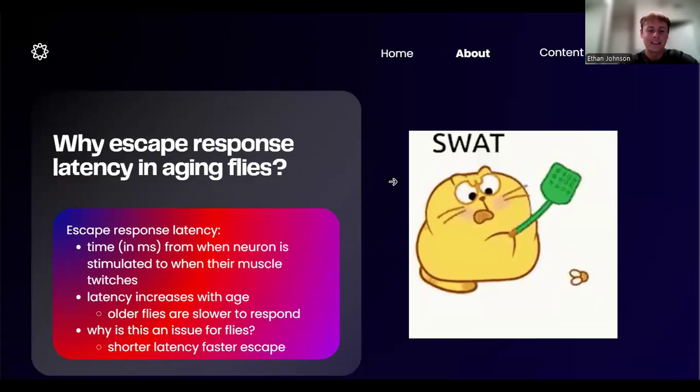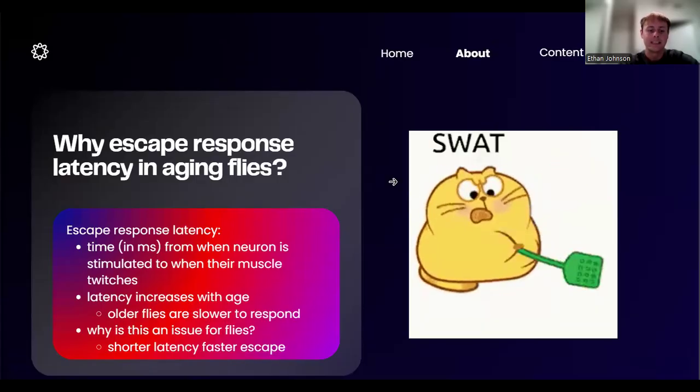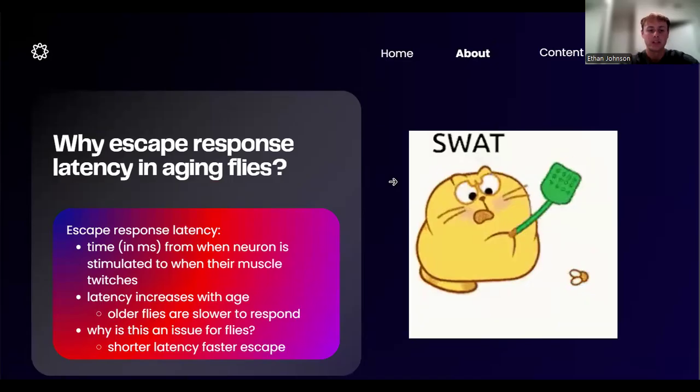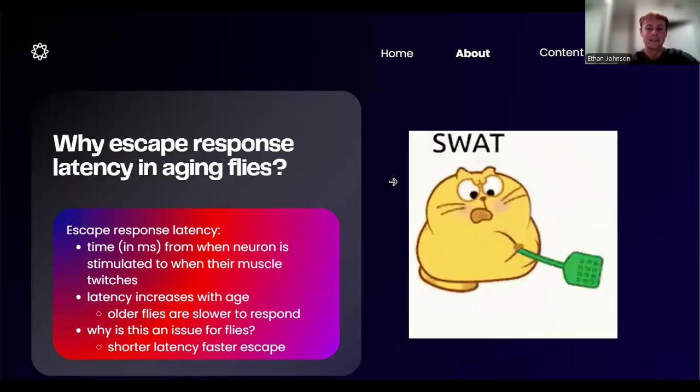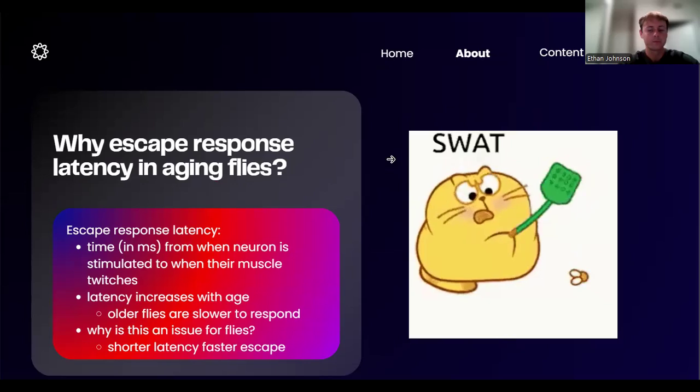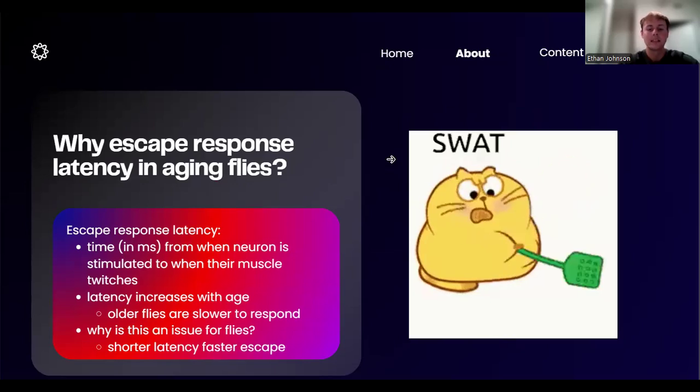Another word for latency is the time from when the neuron is stimulated to when their muscle twitches, signaling that they're going to move. That's the time that they're measuring. And that's the time that's increased in aging fruit flies, which causes an issue because that causes a slower response. So then they're not able to escape. So that's why we're studying these metrics.